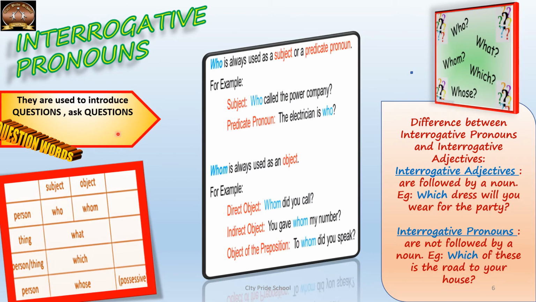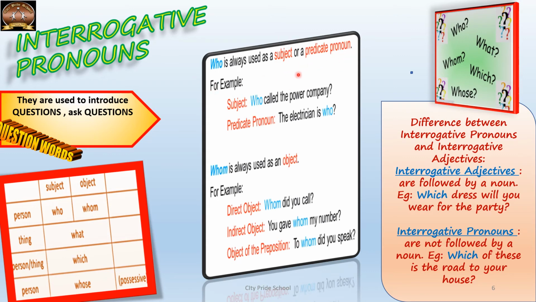Interrogative pronouns are used to introduce questions or ask questions. Who and whom are interrogative words, WH words, or question words, which are used for persons. Then what is used for things, and is used to ask questions about both persons and things. Then whose is used to show possession or ask about possession. Now, points to be remembered for who. Who is always used as a subject or a predicate pronoun.